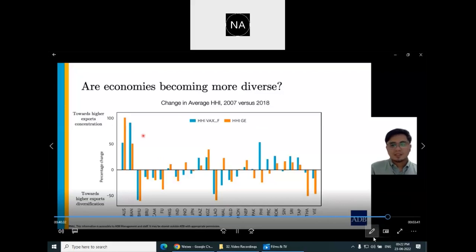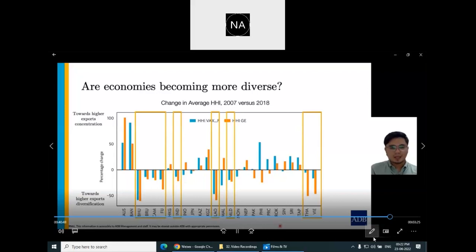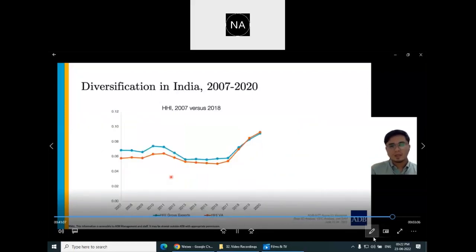The next figure here shows the HHI for some economies in the Asia and the Pacific region. Now, it shows here that there is a decline in HHI between the year 2007 and 2018. This means that these economies become more diversified between the two periods. Now, this is true in the case of India, Bhutan, Brunei, Cambodia, Fiji, and some other economies, including Thailand, Vietnam, Lao People's Democratic Republic, and Maldives.